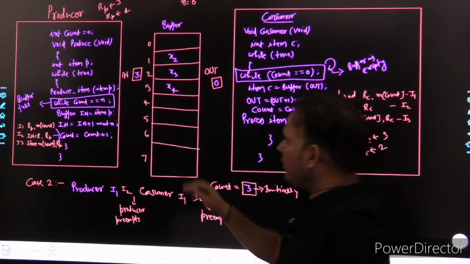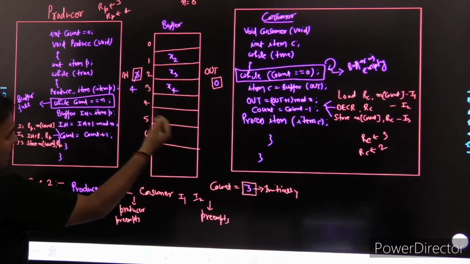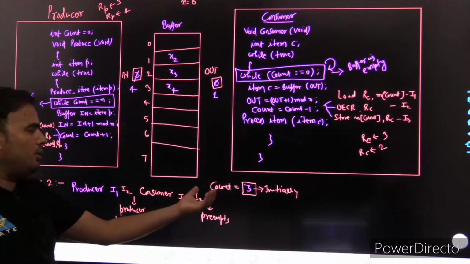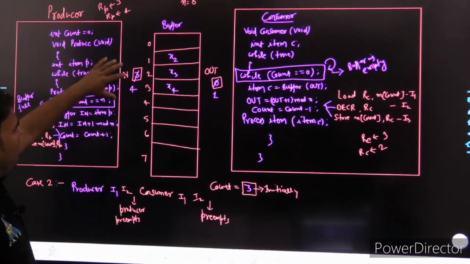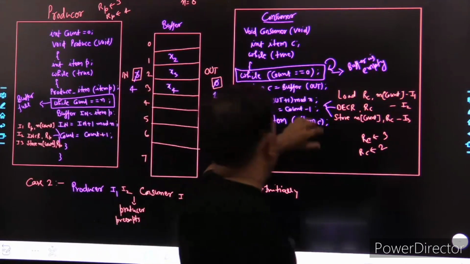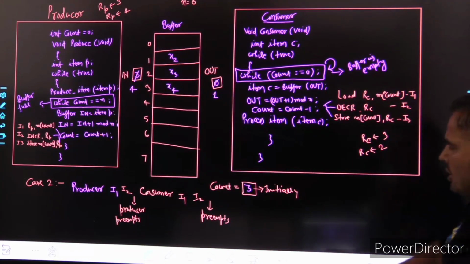So now the value of this 3 will become what, my dear friends? 4. And now this value of 0 will become what? 1. It paused just before the updation of count, but in is updated from here, and out is also updated from here, because we are executing these instructions. I hope you understand clearly.